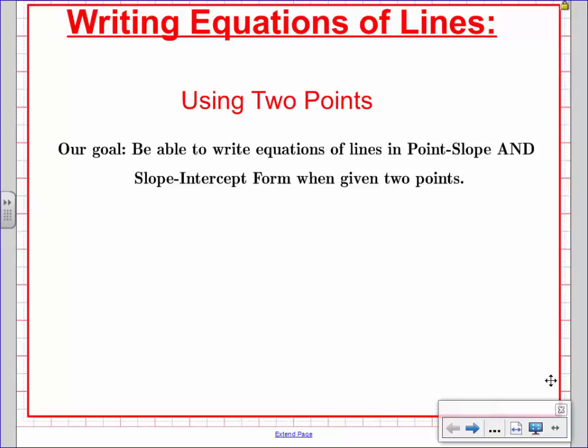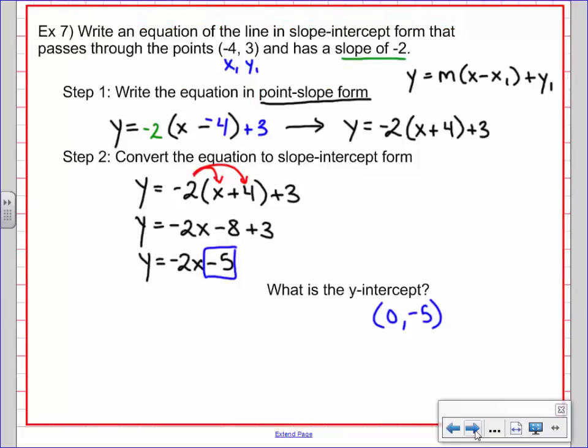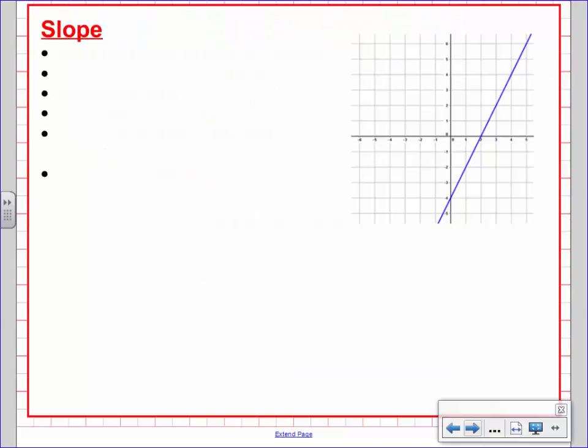Today we're going to continue with our unit of writing equations of lines. Today our goal is to be able to write equations of lines in point-slope and slope-intercept form when given 2 points. Well, if they simply give me 2 points, I need to think about what I know about slope.